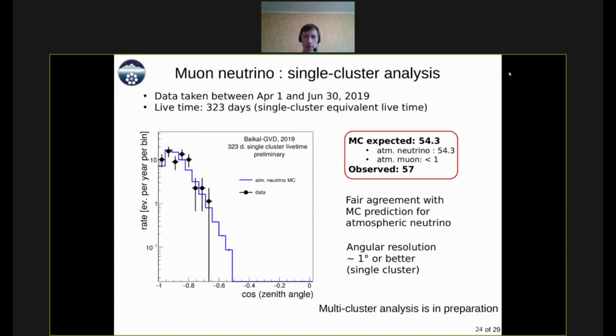This is a single cluster analysis. The combination of data from different clusters is still in preparation, and has not been released yet for public. But at least at this point, it looks like we can observe atmospheric neutrinos and get rid of the atmospheric muon background, and everything looks like predicted by Monte Carlo.